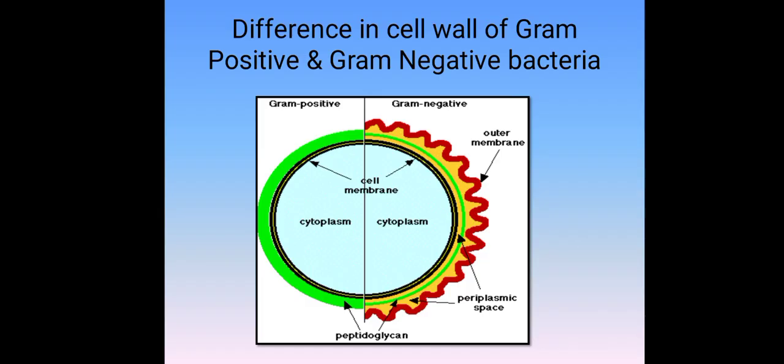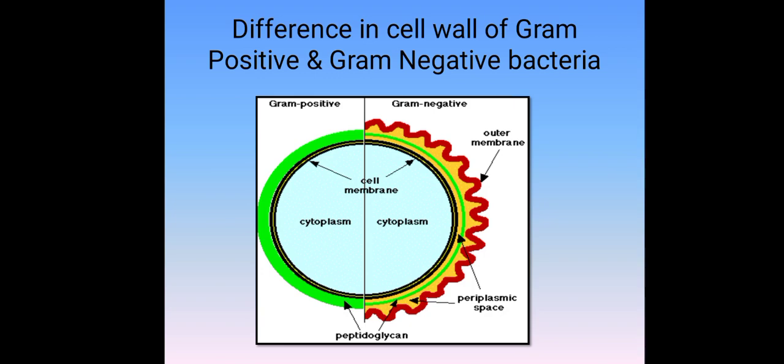Here in the simplest way we can observe the changes within the cell wall composition of both Gram positive and Gram negative bacteria. Both have the cytoplasm and the cell membrane; the difference is within the cell wall. The thick green line observed within the Gram positive bacteria indicates the peptidoglycan layer.